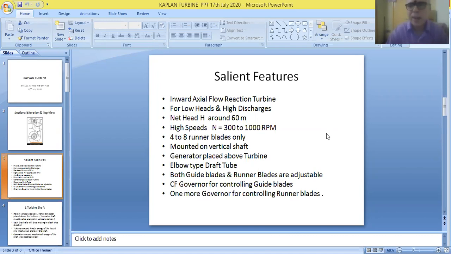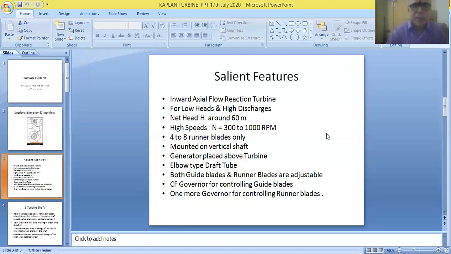So it is called a reaction turbine. And friends, this machine will be taking a small amount of energy from the liquid, and therefore it's called a low head turbine. On the other hand, it will be using more quantity of water for power generation. It's called a high discharge turbine.